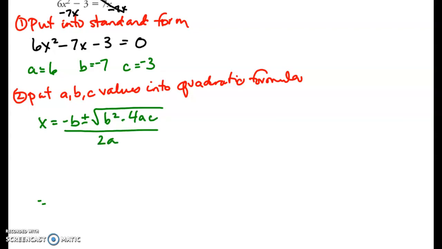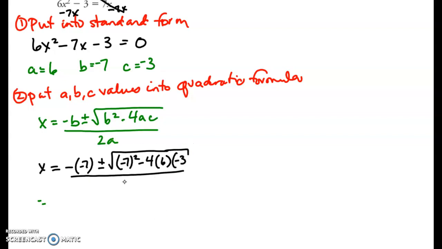Okay, let's plug the values in now. So we've got x equals negative, and b is negative 7, plus or minus the square root of negative 7, substituted in for b, squared, minus 4 times a is 6, and c was negative 3.